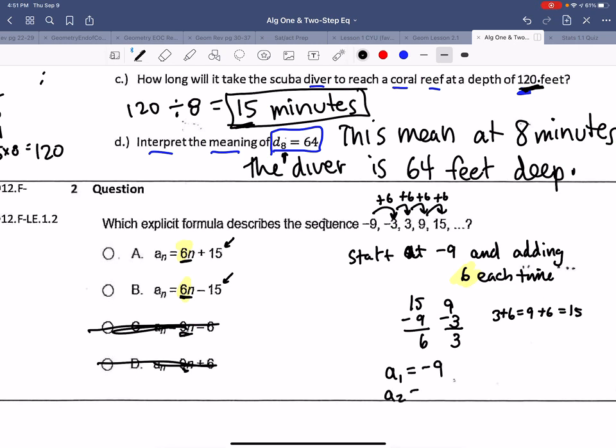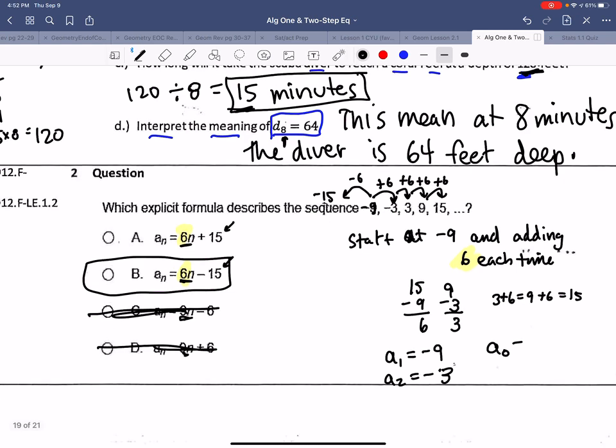The second one in the sequence is -3, right? So you could figure out, well, what would be A sub 0 if we plugged in 0 here and 0 here, so I'm not multiplying, what number would be left over? So in one class, we investigated that. So you'd assume if I'm going backwards, I'm going to subtract 6. So -9 minus 6 is -15. So my guess would be this one, but how can we be sure?